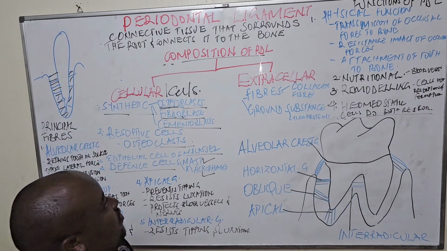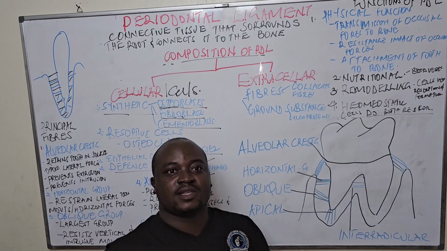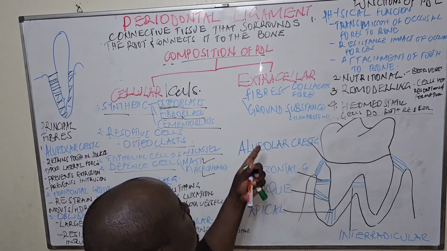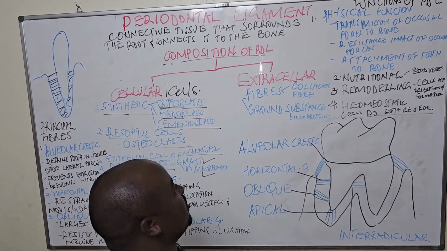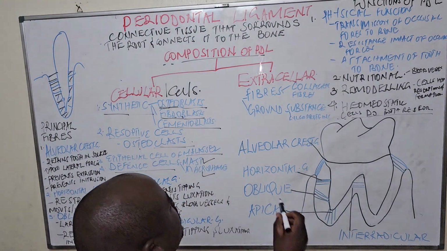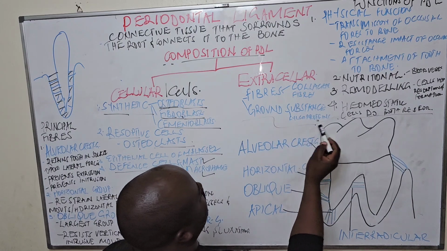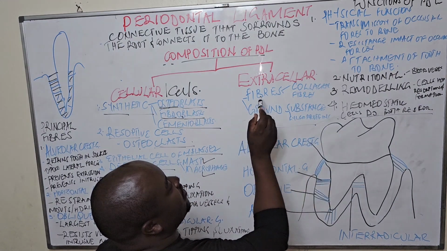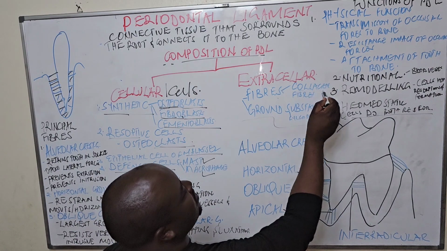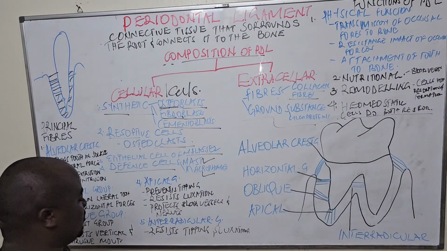We need to move on to the extracellular substance. The extracellular substance is usually mostly ground substance, but we also have, for example, glycoproteins. We also have fibers, like collagen fibers. As simple as that.